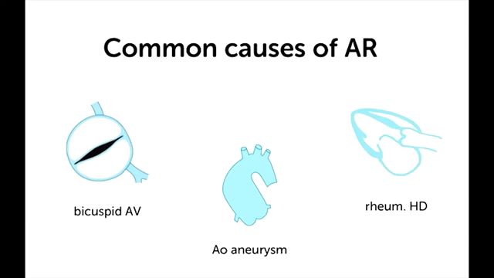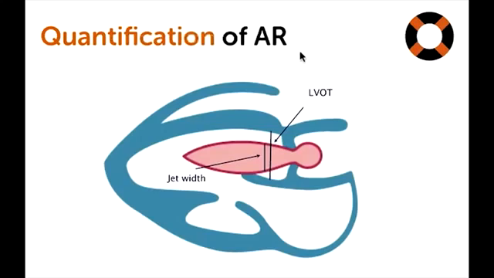What are potential and common causes of aortic regurgitation? Well, bicuspid aortic valves, aortic aneurysms, and rheumatic heart disease. You've heard of all of these pathologies during this echo survival course.